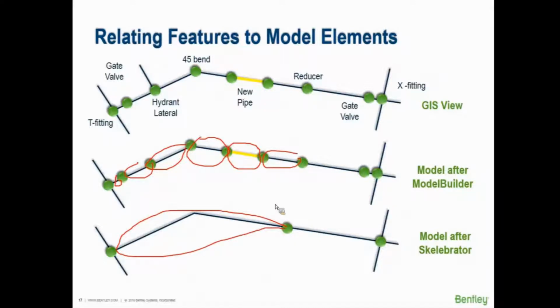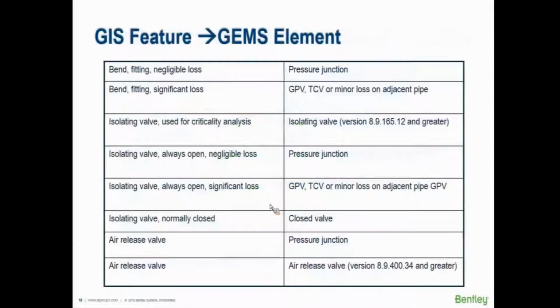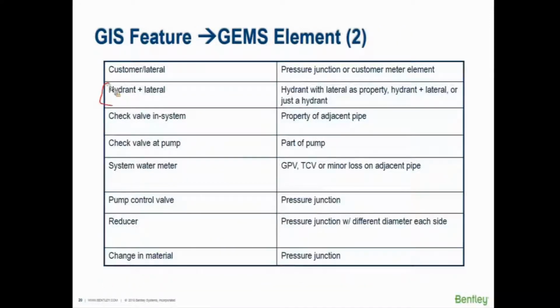So if you are trying to preserve the one-to-one relationship and ever map data back, then this is one of those decisions that you would need to make with Scalabrator and make that decision wisely. We've already gotten into some of the mapping, and I'll just have you refer back to this slide if you need to, but there's a few slides in here that show you how different elements map to different WaterCAD WaterGEMS elements. Air release valves map to air release valves, T's map to junctions, pumps to pumps, and then there's a few tables here.